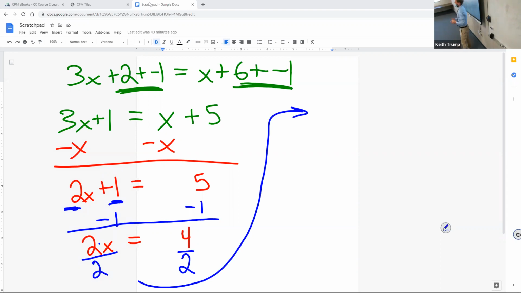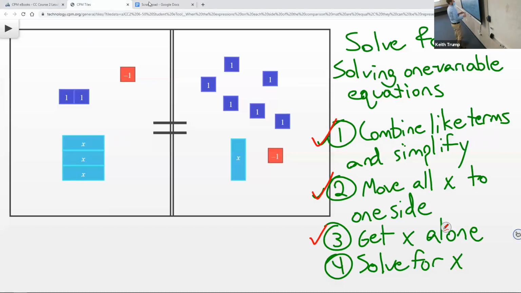If this happens to you on your paper, you can draw an arrow like I just did, or you can just write it next to it on the right side, okay? And I'll know what you're talking about. So now 2x divided by 2 is just x equals 4 divided by 2 is 2. X equals 2. Oh my goodness, we got the same answer that we did when we worked with algebra tiles. So we got x alone and we solved for x.